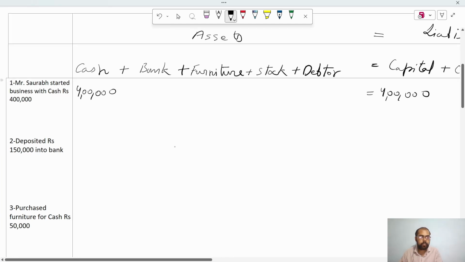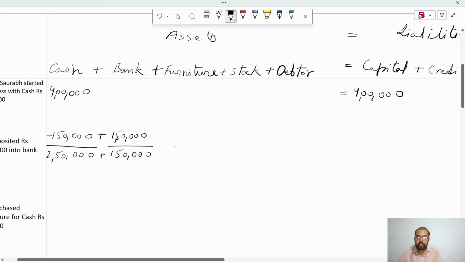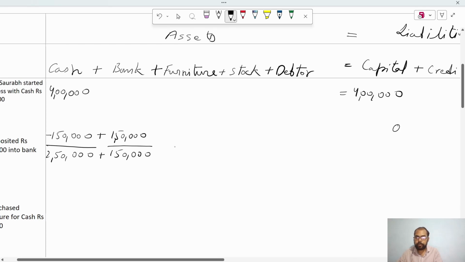Now in the second, deposited 1,50,000 into bank. So here cash is being deposited, and the bank balance is increased by rupees 1,50,000. So there is a change only on the asset side. There is no change on the liability side. Now what is the cash remaining? Rupees 2,50,000, and 1,50,000 as a new asset in the form of bank balance has been created here. Is there any change on the liabilities side? No. No change in capital. It will remain rupees 4 lakh.